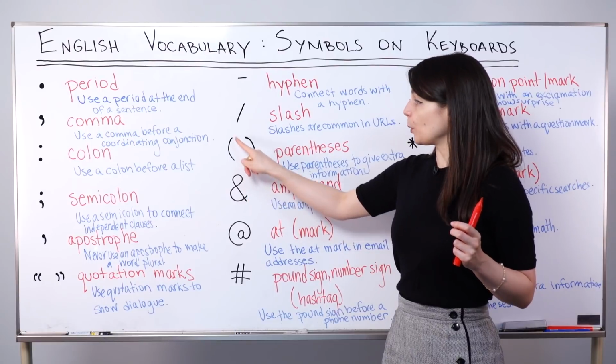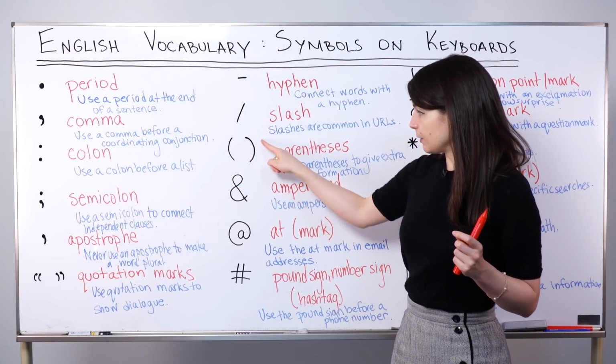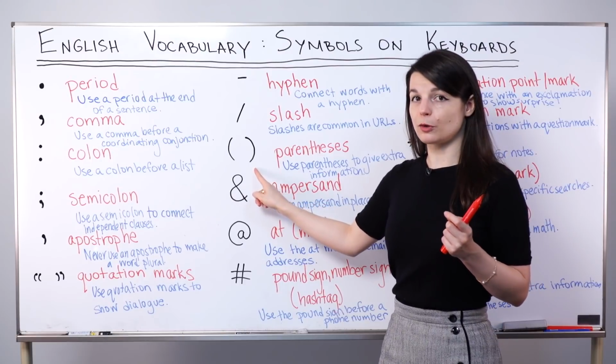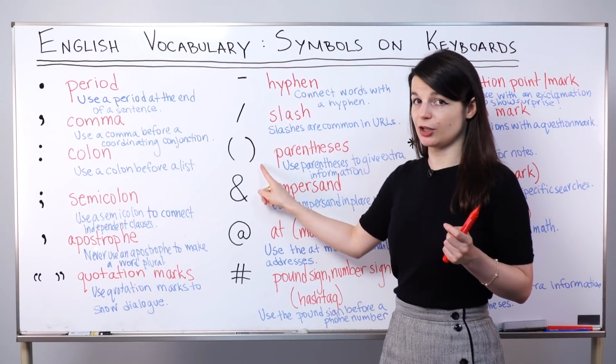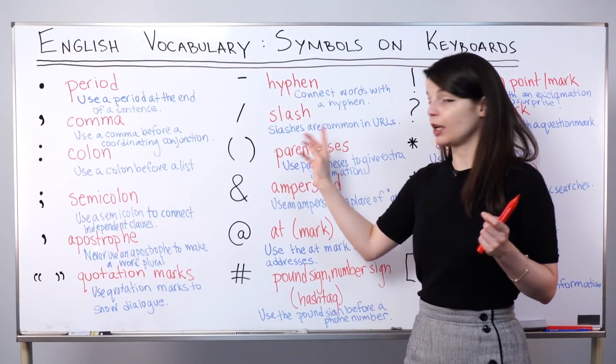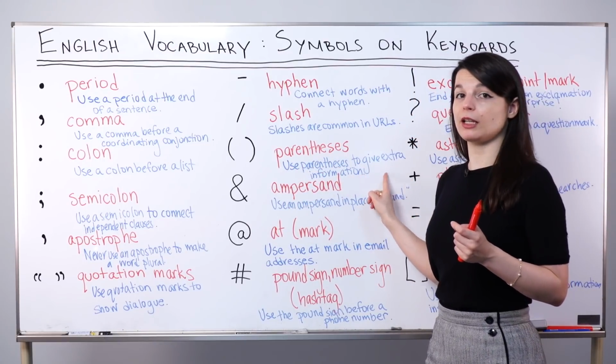This is used when we begin sharing some extra information. This one is called the closed parentheses mark, the closed parentheses. We use this when we finish sharing extra information. So as I said, we use parentheses to give extra information.